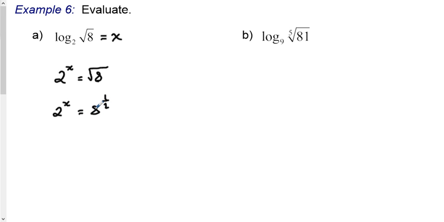Now that I've done that, I want to look at the 2 and the 8 and rewrite 8 as a power of 2. So that will give me 2 to the x equals 2 cubed to the 1/2. So now I've got a power of a power on the right hand side, so I need to multiply the 3 and the 1/2.